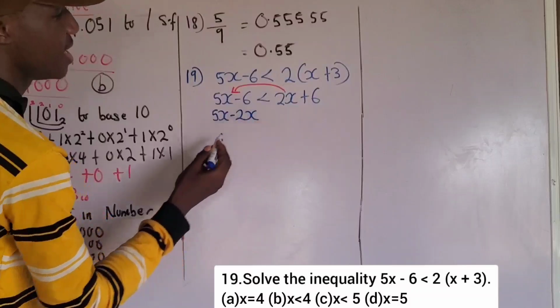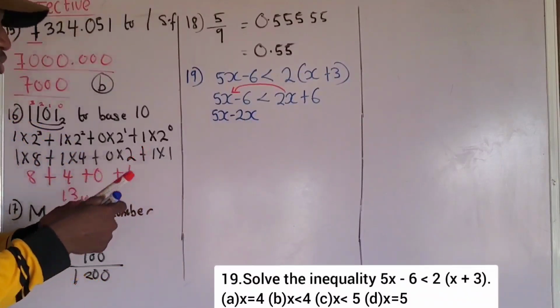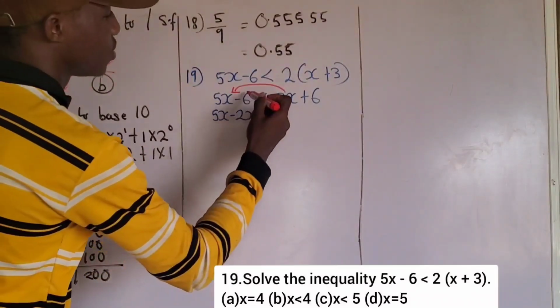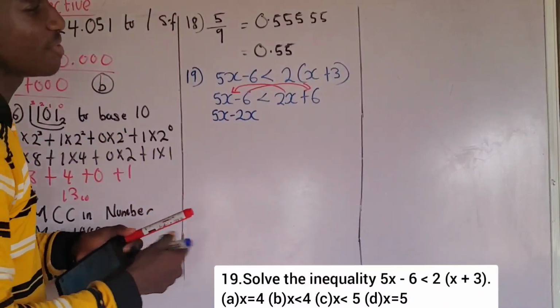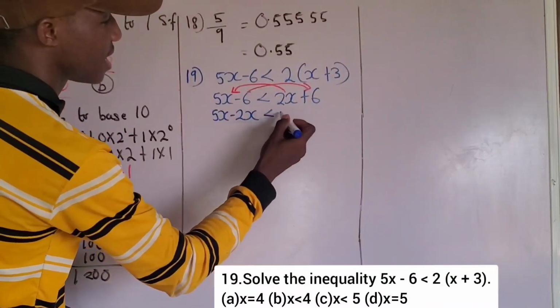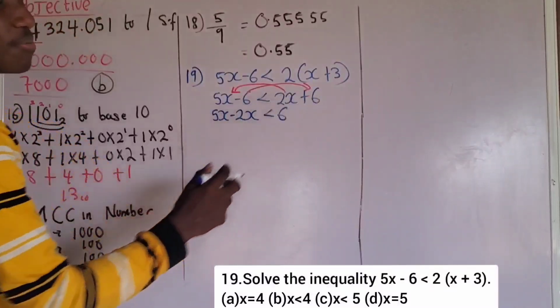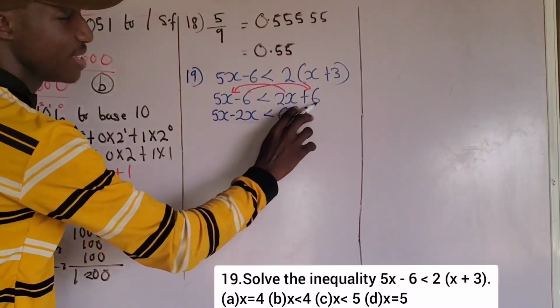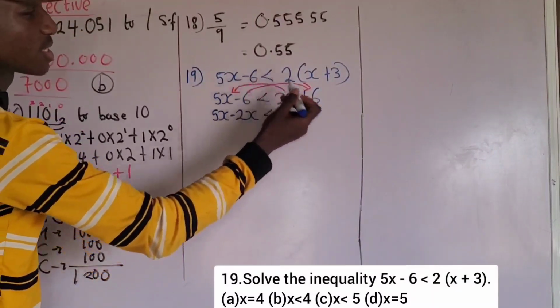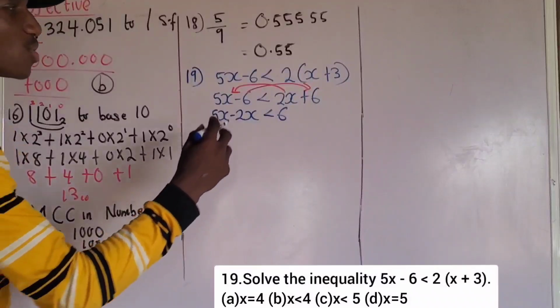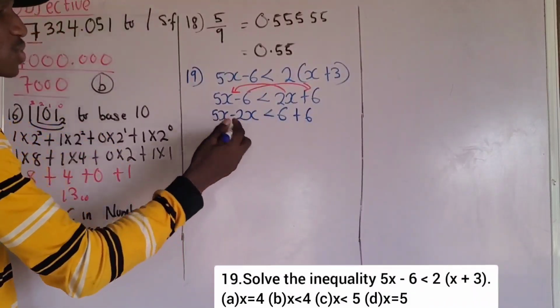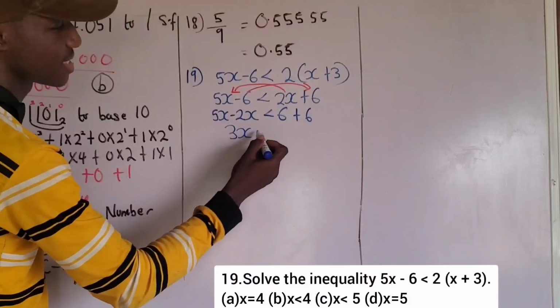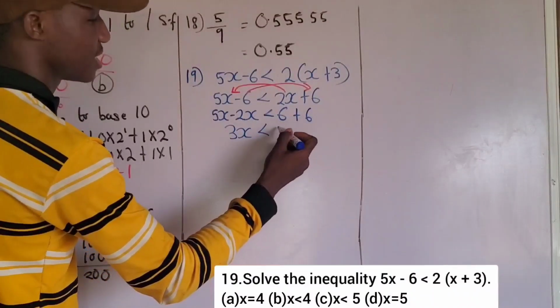Do you understand? Now this negative 6 as well is going to cross the inequality sign to the other side. So now don't forget that we have plus 6 in this place, so I'm going to have is less than 6. Please pay attention. This 6 that I wrote here is this. Now if this negative 6 crosses the inequality sign, the sign is going to change to positive, so I'm going to have positive 6. Okay, 5x minus 2x will give us 3x, so I'm going to have 3x less than 6 plus 6, that is 12.